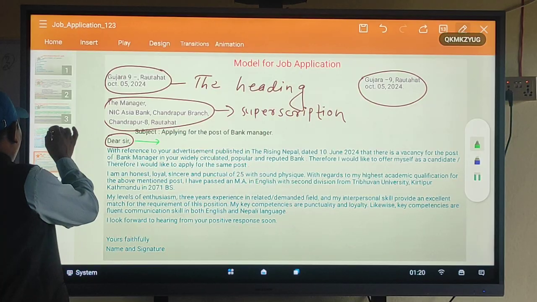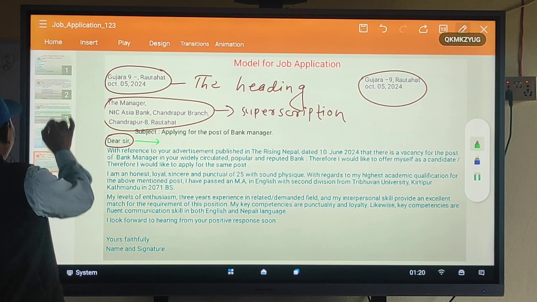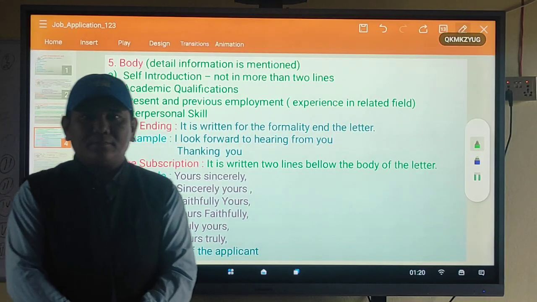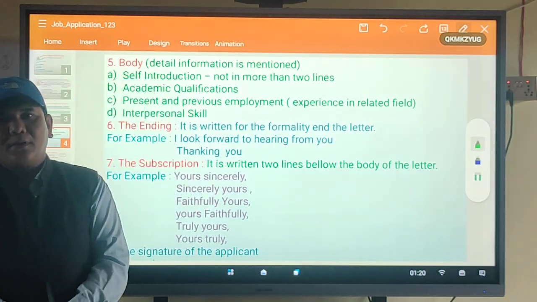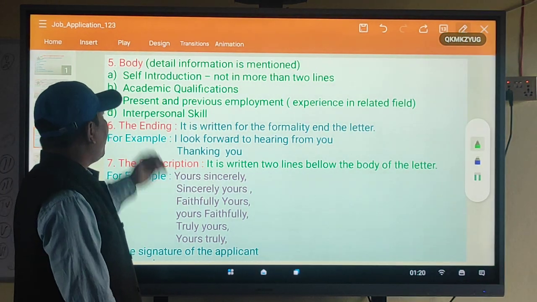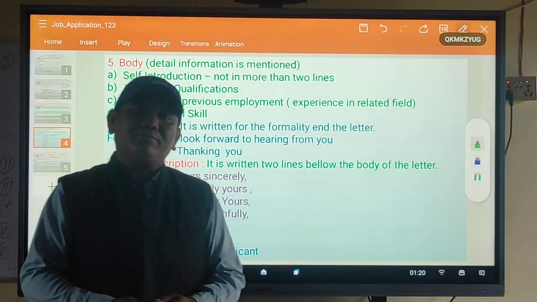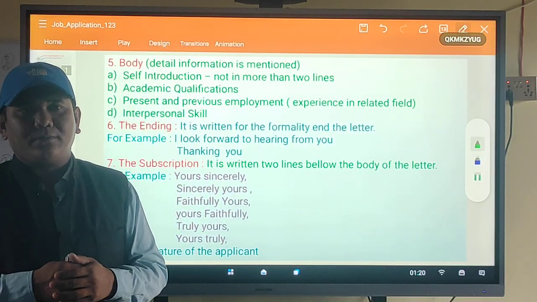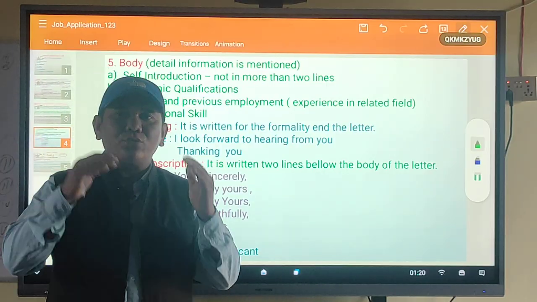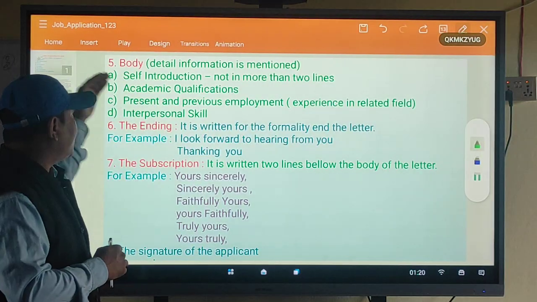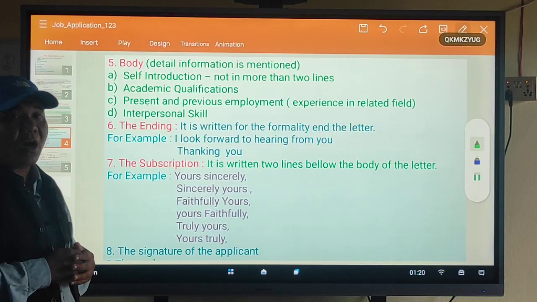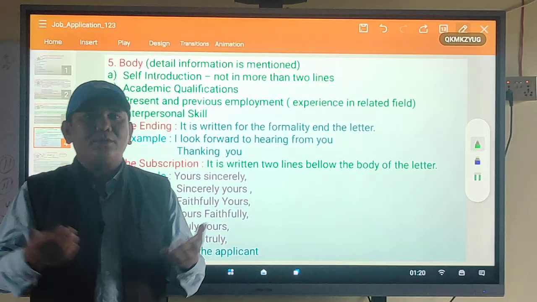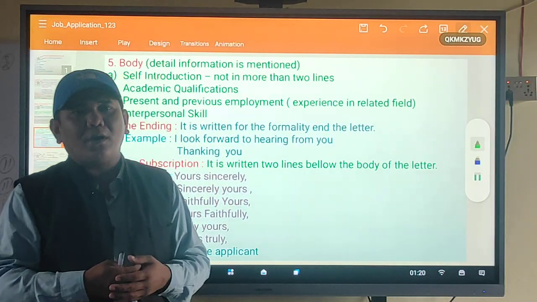Now let's move to the other steps. The body. Okay, the body part. In this body part, detailed information is written, for what purpose you are going to write a job letter. You need to write detailed information in this body part. Then how do you write the detailed information? How do you include the information of an applicant?